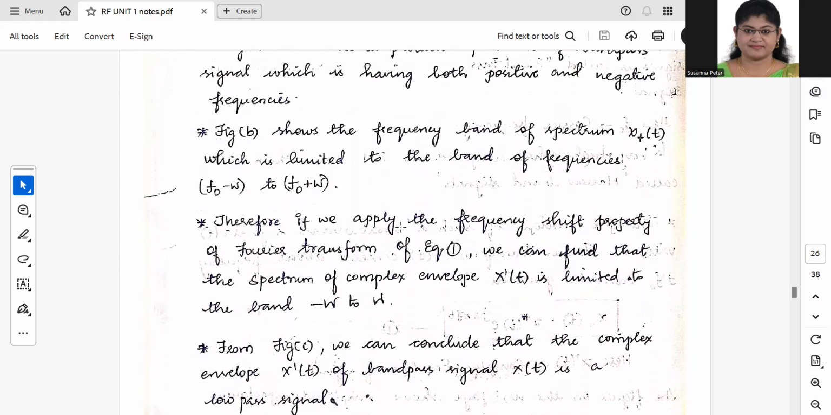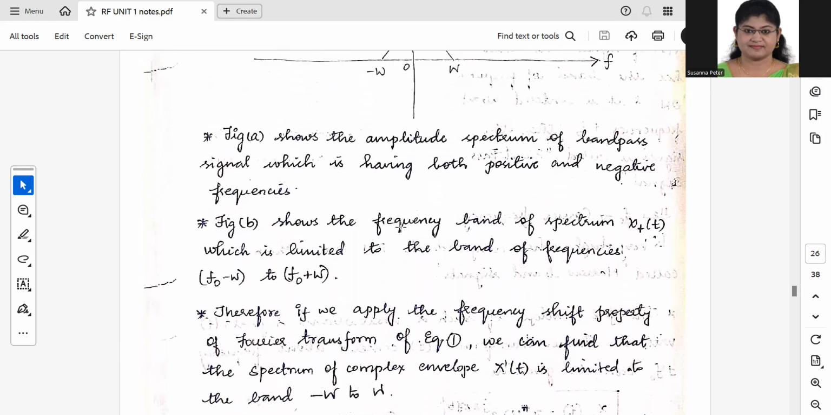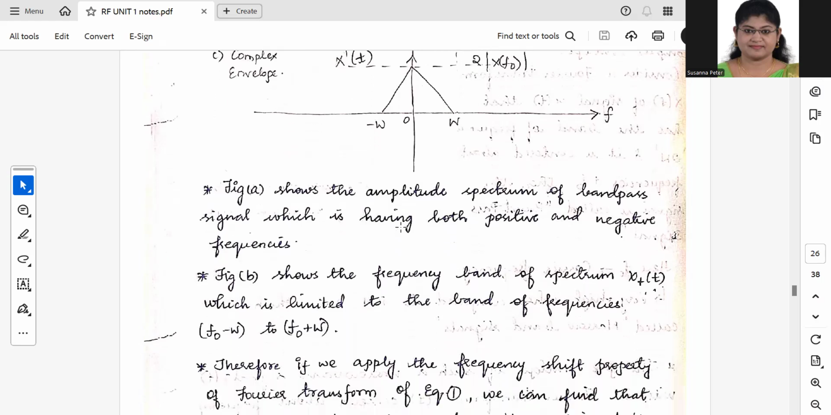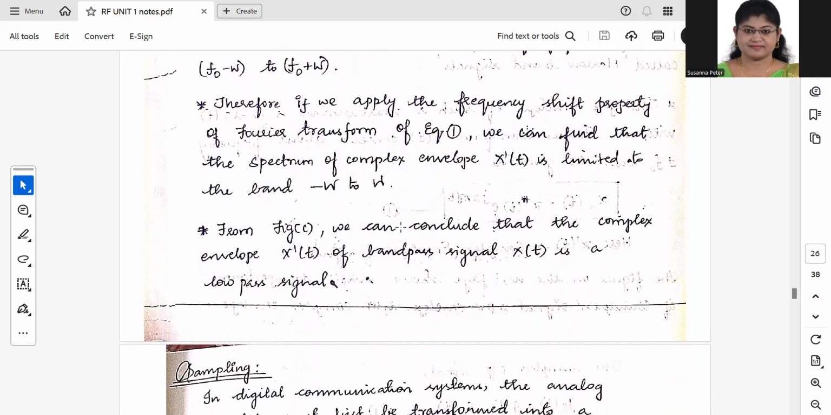I hope you're clear on what a bandpass signal is and the complex envelope of a bandpass signal. For now, in this unit, the basic understanding will be sufficient. In further units, we'll go into detailed derivations. For now, you should have knowledge of what a baseband signal, a bandpass signal, and the complex envelope of a bandpass signal are. Clear? In the next video, we will see sampling, jitter, and a few other elements of the baseband signal.